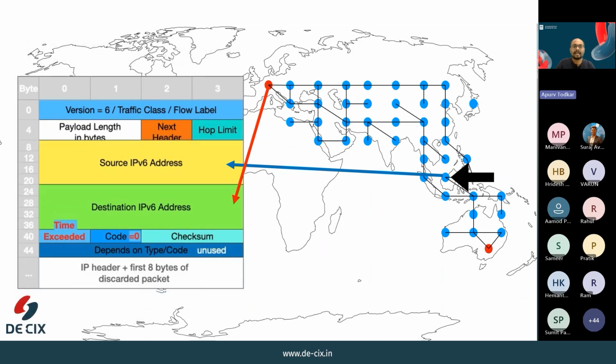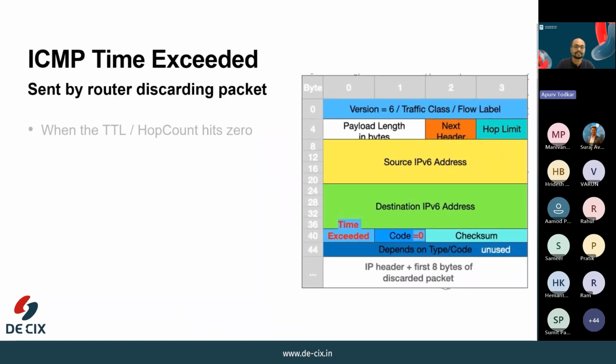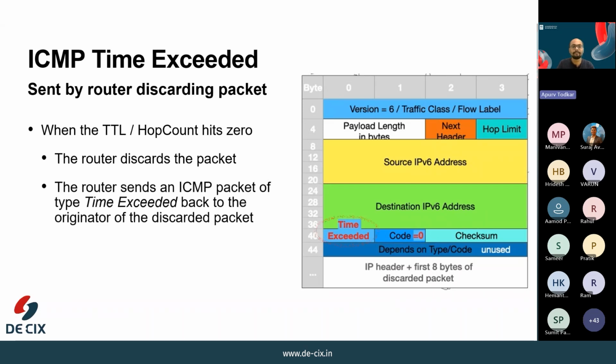Additionally, the original IP header and the first 8 bytes of the discarded packet's payload are included in the ICMP message, so the sender can identify which packet got the error. Finally, the ICMP message is sent back to the original source of the discarded packet. So when the TTL value or the hop limit reaches 0, the router discards the packet, and at the same time, it sends an ICMP time exceeded packet back to the originator, like we saw. The ICMP message includes just enough information, such as the original IP header and part of the payload, so that the sender can identify which packet was actually discarded.